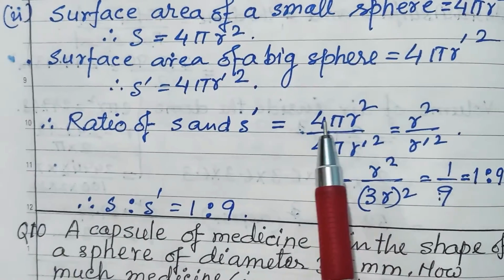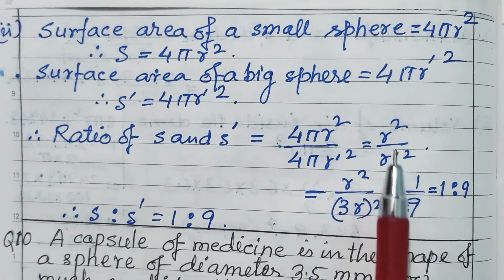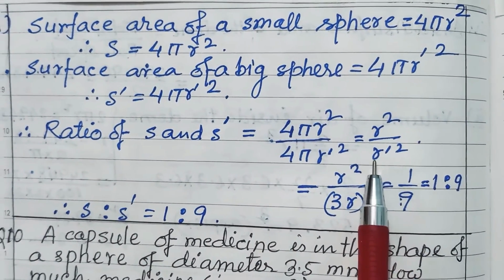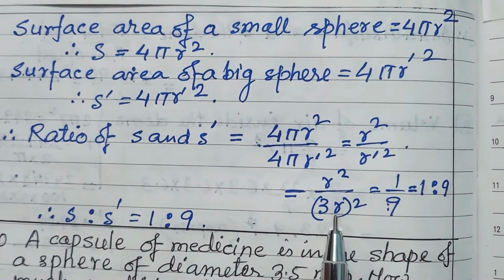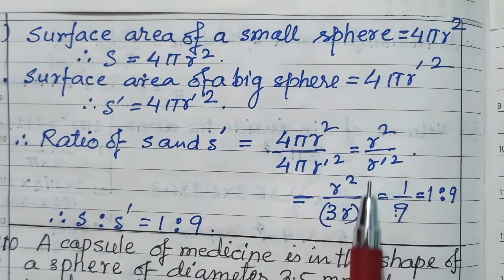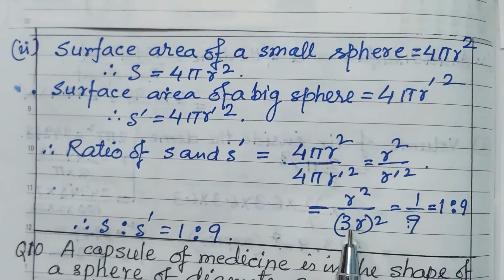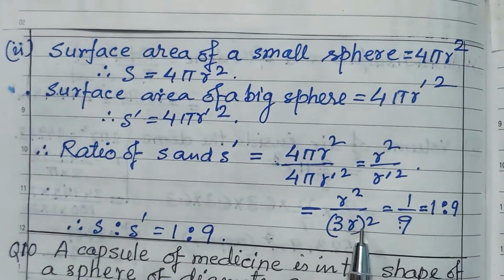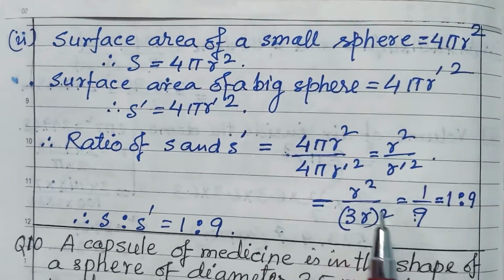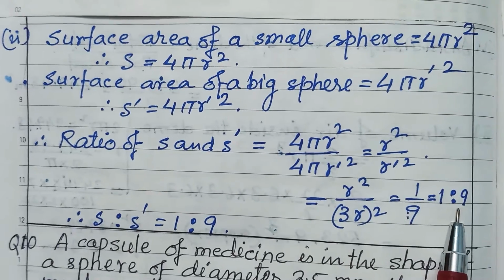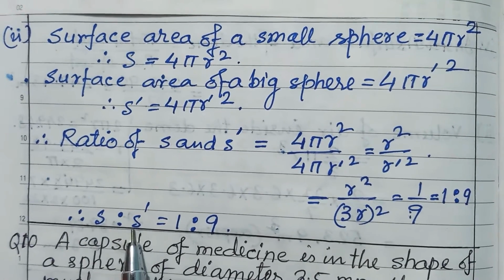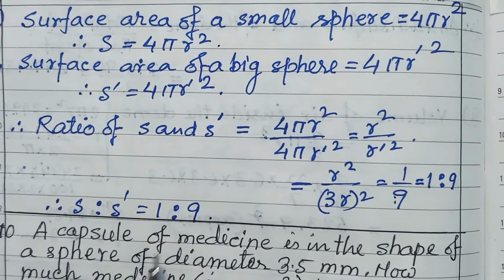4 pi cancels, leaving r square upon r dash square, and in the first part of this question we got r dash equal to 3r. Now put the value of r dash as 3r. So r square upon 3r whole square, r square cancels, giving 1 upon 9. So the ratio of the surface areas of the two spheres is 1:9.